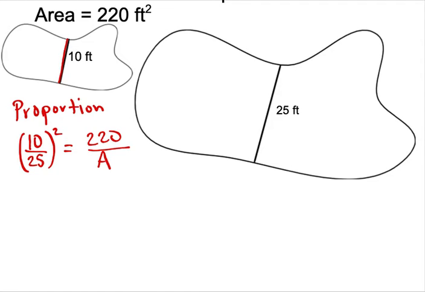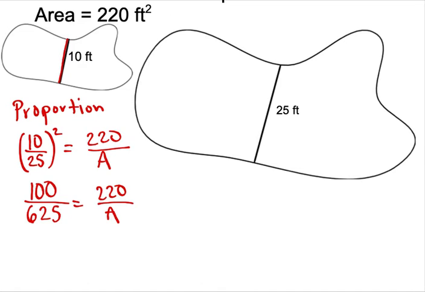Before we can cross multiply, we are going to have to square 10 25ths. Well, 10 times 10 is 100. 25 times 25 is 625. And this equals 220 divided by A. Now that it is squared, we can go ahead and do some calculations. Let's go ahead and cross multiply.